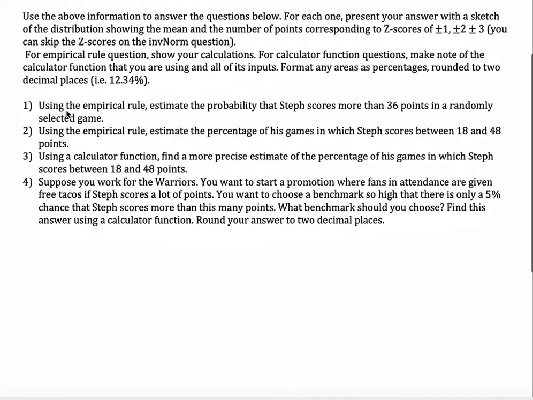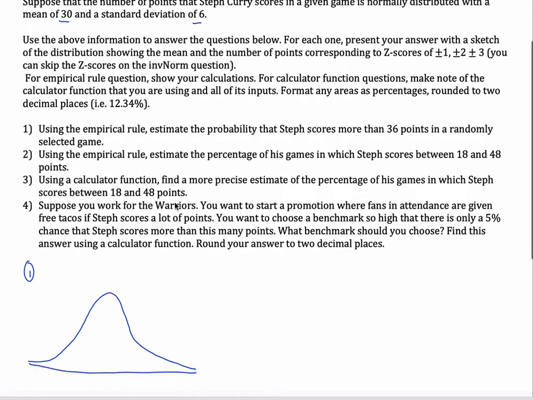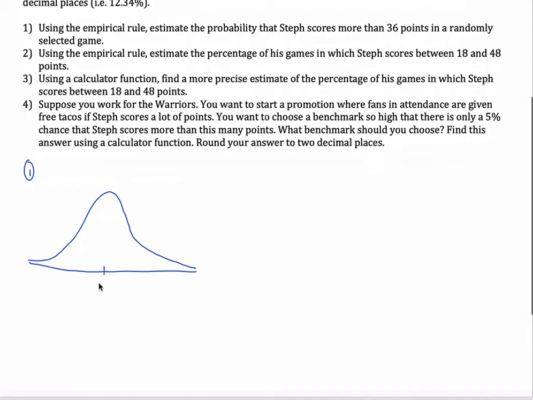Part 1, question 1. Using the empirical rule, estimate the probability that Steph scores more than 36 points in a randomly selected game. Well, what you need to know is that we're told to assume that the number of points that Steph scores is normally distributed. So you can draw a normal distribution here. And if they're normally distributed, there are two parameters you need to know: the mean and the standard deviation. In this case, those numbers are 30 and 6 respectively.